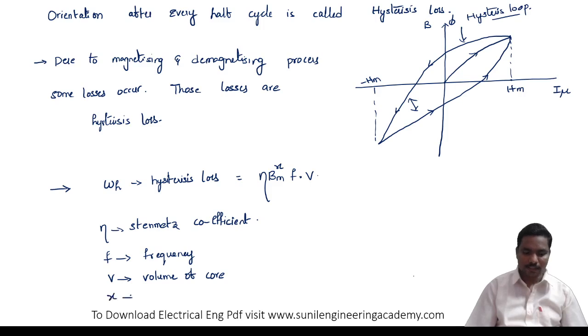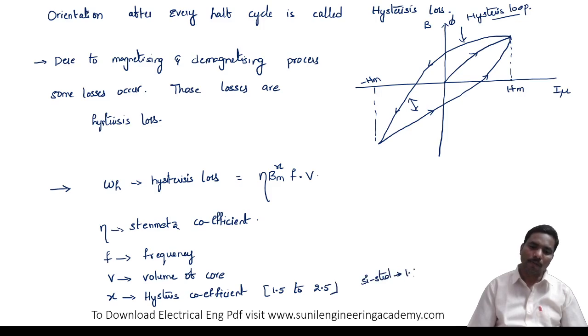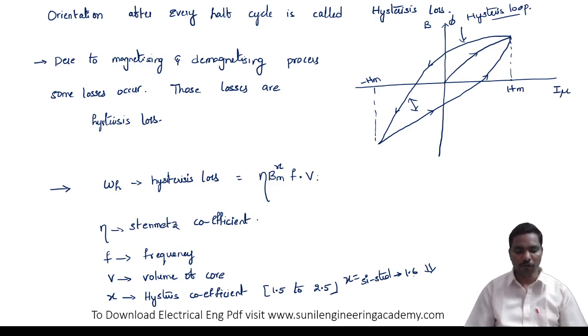And what is this x? x is considered as the hysteresis coefficient. Its value generally varies from 1.5 to 2.5. For silicon steel it is 1.6, that means very less, so hysteresis loss also becomes very less. So hysteresis loss is proportional to B max power x into F into V.